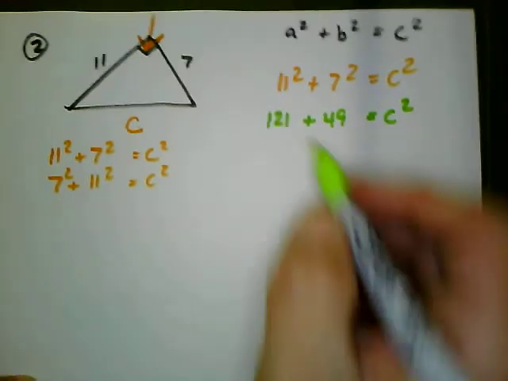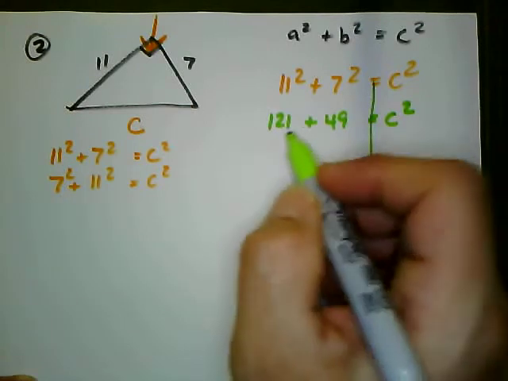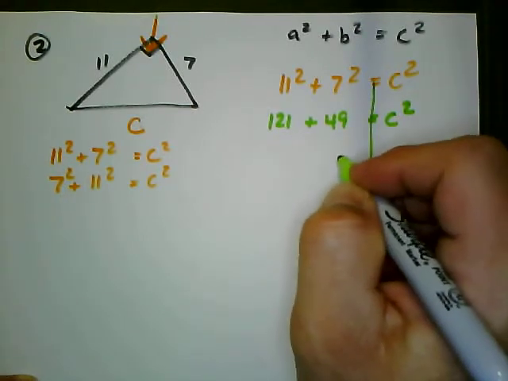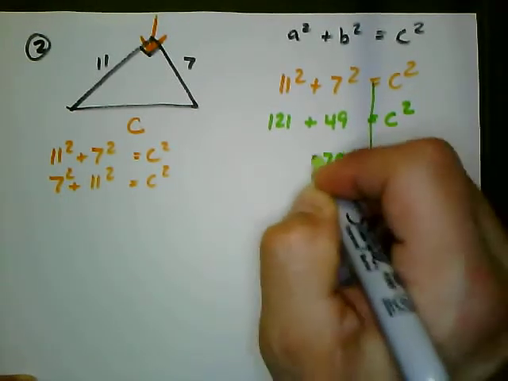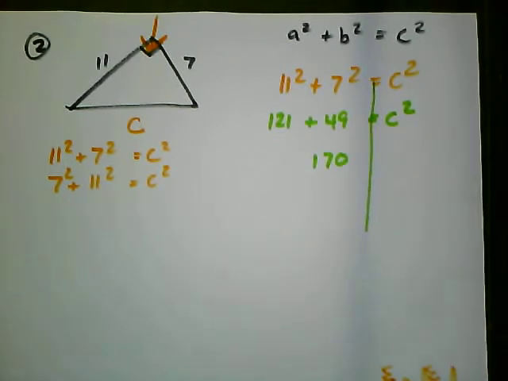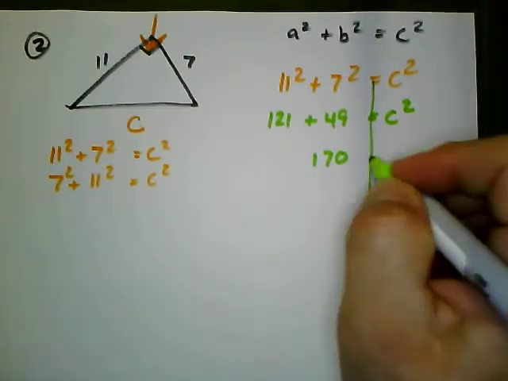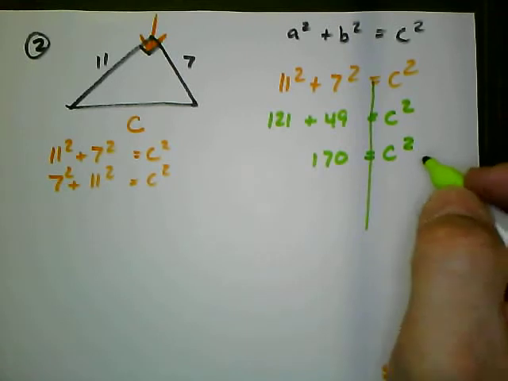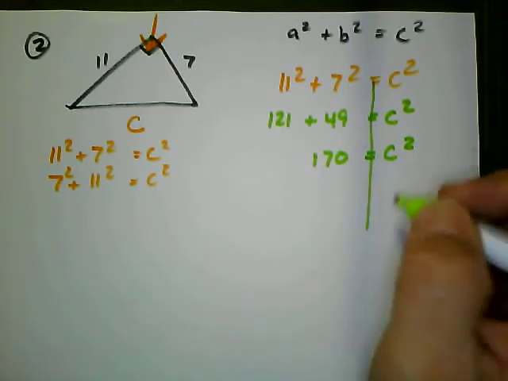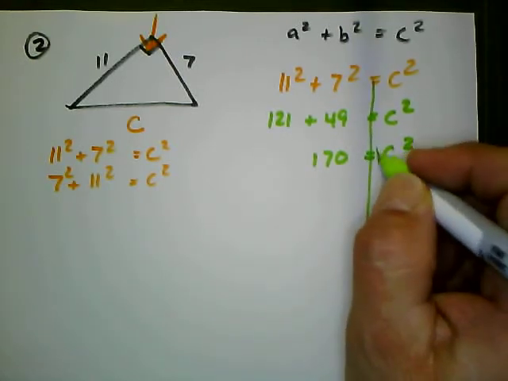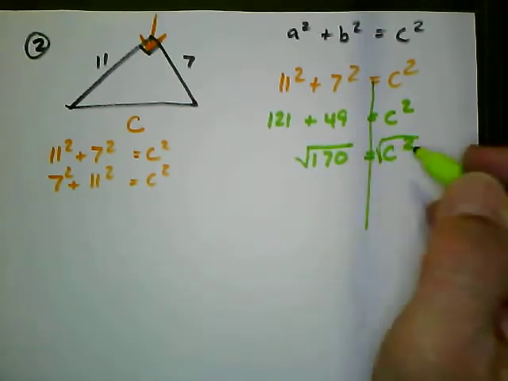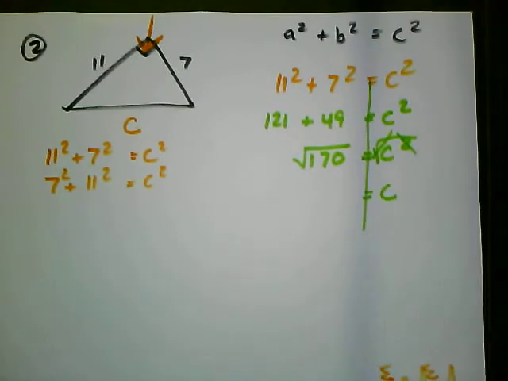And nothing on c squared. Add those two together. We have, let's see, 10, 4, 6, 7, 170 equals c squared. And then we have to do its opposite. So we're going to square root both sides. The square and the square root are gone, left with our c. That's how we get there.